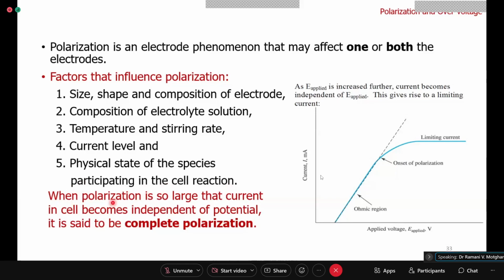When polarization is so large that the current in the cell becomes independent of potential, it is said to be completely polarized. In such a condition, this is the limiting current, the onset of polarization, and this is a completely polarized electrode. Many electroanalytical techniques work under the condition of complete polarization. Okay, so this is regarding polarization.